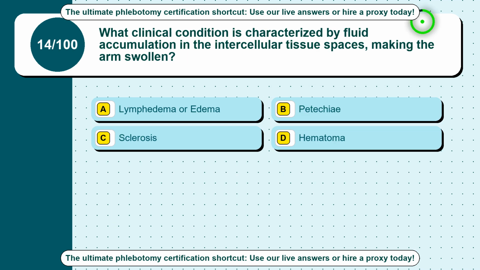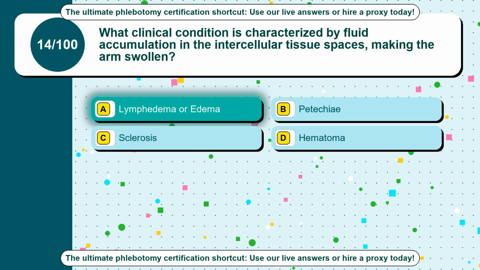Question 14. What clinical condition is characterized by fluid accumulation in the intercellular tissue spaces, making the arm swollen? Option A, lymphedema or edema. Option B, petechiae. Option C, sclerosis. Option D, hematoma. The correct answer is option A, lymphedema or edema.